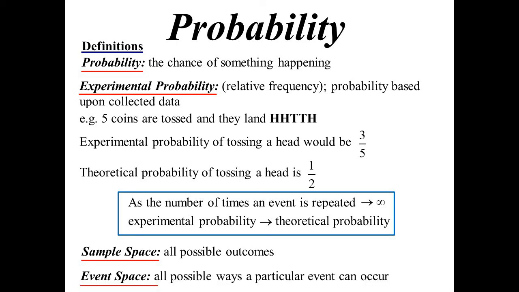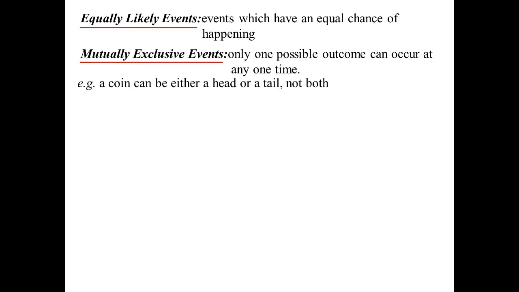Sample space: all the possible outcomes that you could get. Event space is just the number of ways for the particular event you're interested in looking at. Equally likely, as the name suggests, means events that have an equal chance of happening. Mutually exclusive means only one possible outcome can occur at a time. An example of that, again, we'll go to tossing a coin. You can have a head or a tail, but you can't get both when you toss one coin.